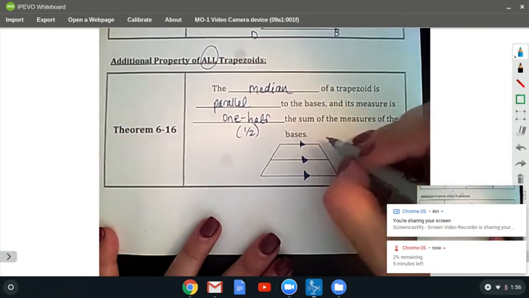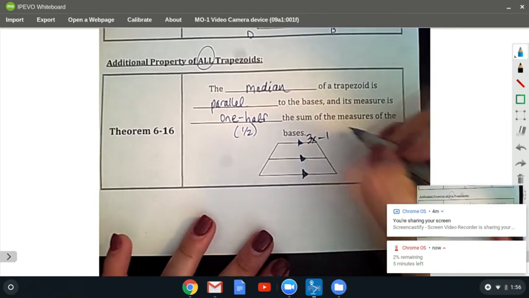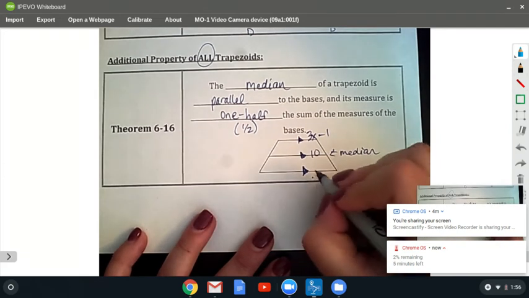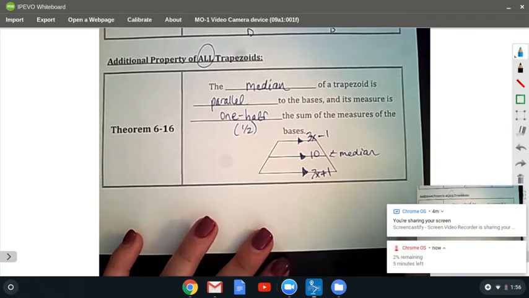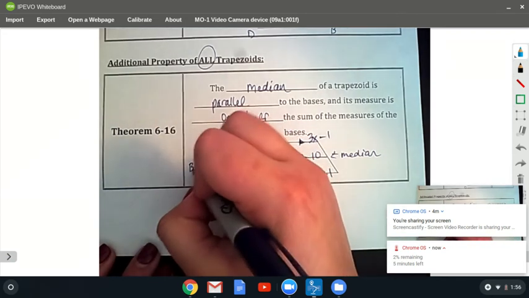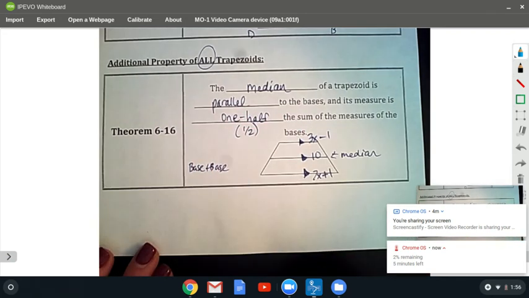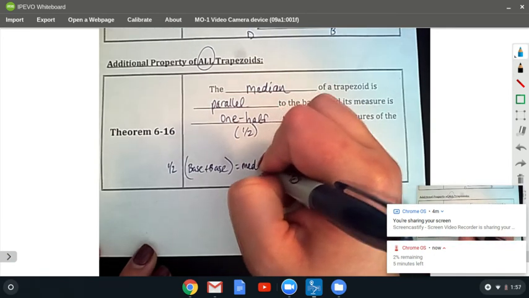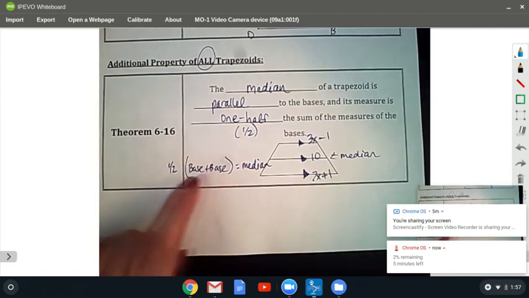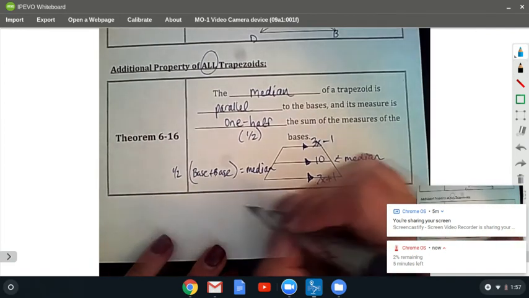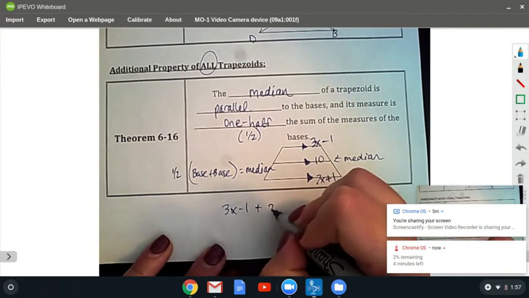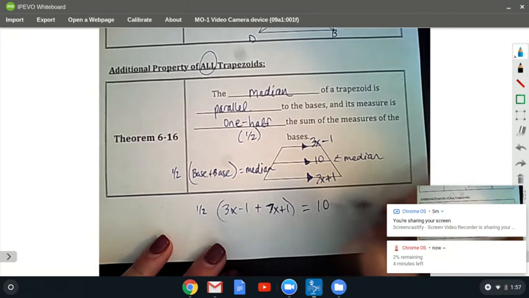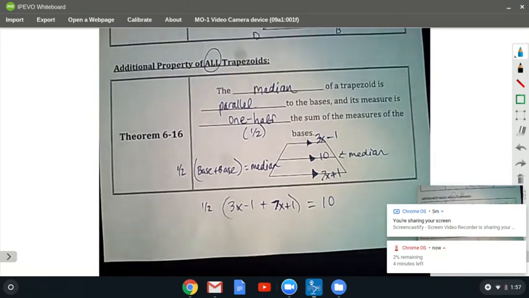So for example, if this base is 3x minus 1, the median is 10, and the bottom base is 7x plus 1. What I would do here is I would do base plus base, okay, times 1/2 should equal my median. So add the two bases, multiply it by 1/2, and you'll get your median. So I'm going to add the two bases, 3x minus 1 plus 7x plus 1. Multiply that by a half, and I should get the median of 10. That's going to help me find x.